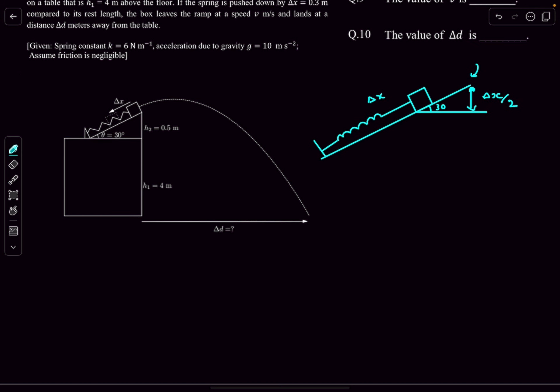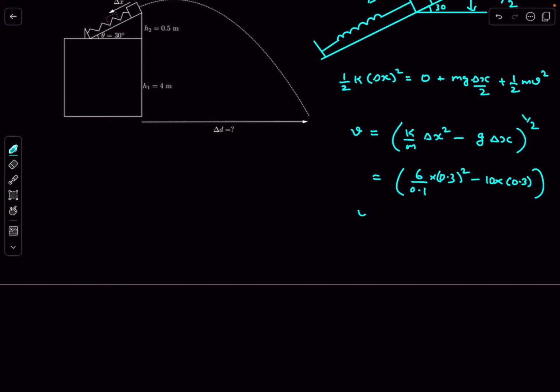So now we can just conserve energy. Initially, when it was in the fully compressed state, the spring potential energy was half k delta x squared. And finally, when it is at the top point of the ramp, its spring potential energy becomes 0. The gravitational potential energy is mg delta x by 2, and its kinetic energy is half mv squared. So the final speed comes out to be 1.55 meters per second.